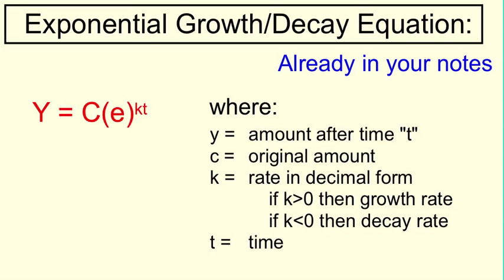Y represents the end amount. C represents the initial amount. E is your 2.71. K represents your rate of increase or decrease. If your K is greater than 0, then it's a growth rate. If your K is less than 0, then it's a decay rate. And then your T is your time. So this is already in your notes. You don't need to write it down.